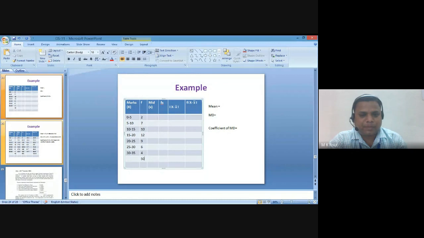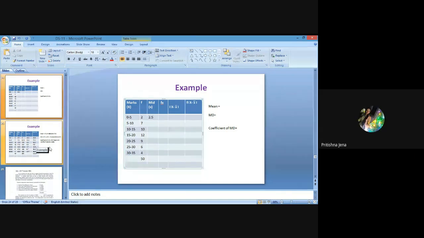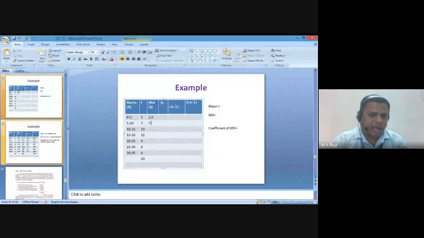Okay, calculate. Then after, we proceed to calculate f into x. That is 2.5 into 2. How much? 5. The next one is 7 into 7.5. That equals 52.5. You can multiply; I have the answer. At the end, I will show the answer.